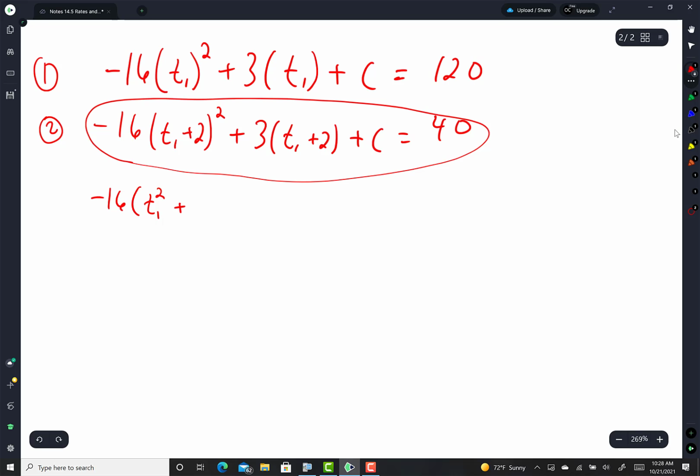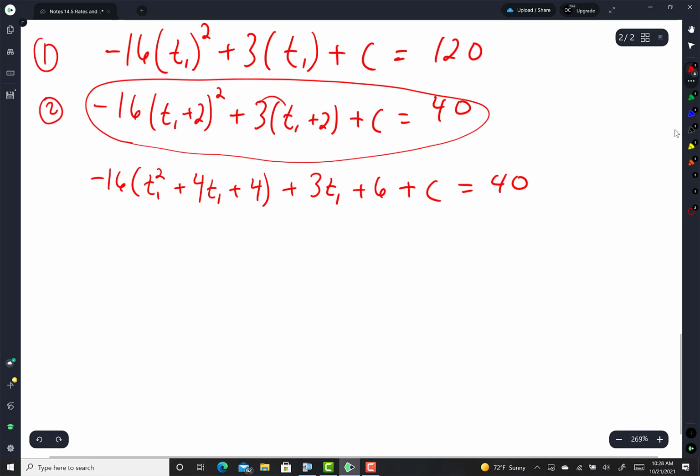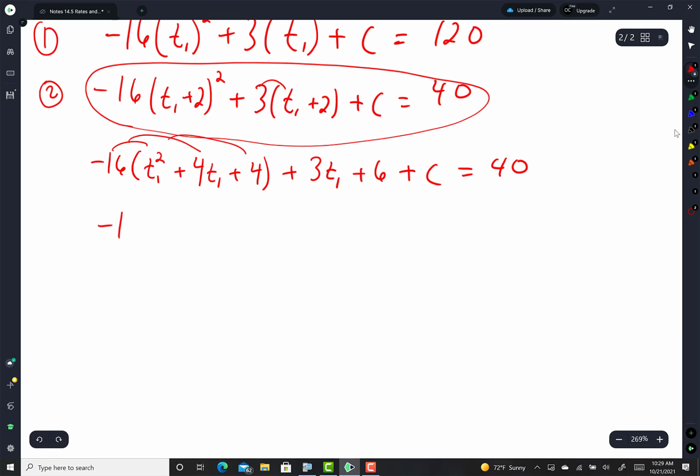Plus 2 times T1 plus 2 times T1, that is 4T1. Plus 2 times 2 is 4. And then plus 3T1 plus 6 plus C. All that equals 40. Are we still okay? All right, distribute that negative 16. And now I have negative 16 T1 squared minus 64 T1 minus 64 plus 3 T1 plus 6 plus C equals 40. Are we still okay?